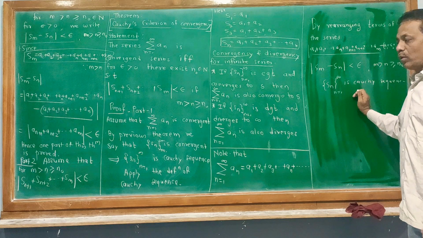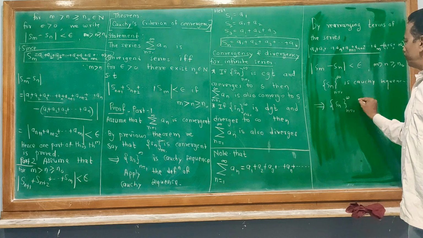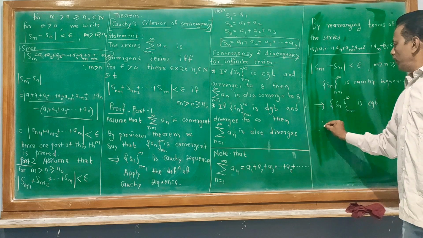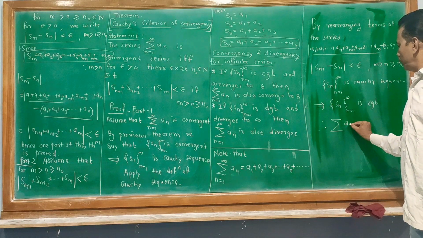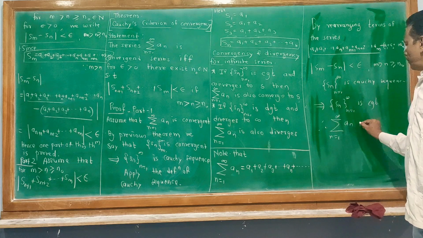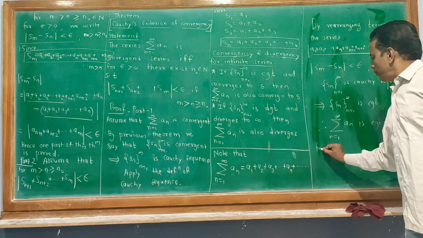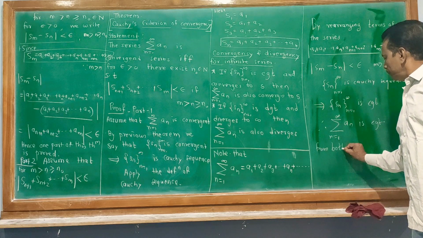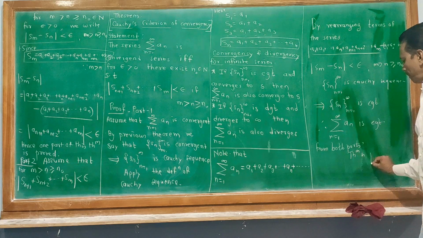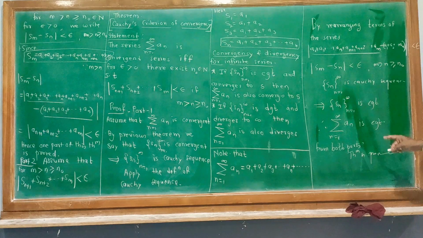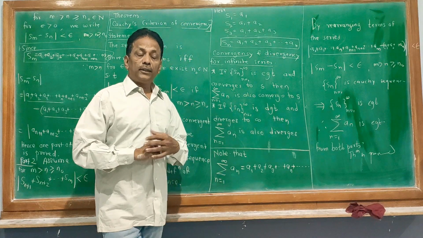And a Cauchy sequence is always convergent. It means that Sn is convergent, and therefore the series is also convergent. This is part 2. Hence, from both parts, the theorem is proved. And this is the first part of this infinite series. Let us see the next part.